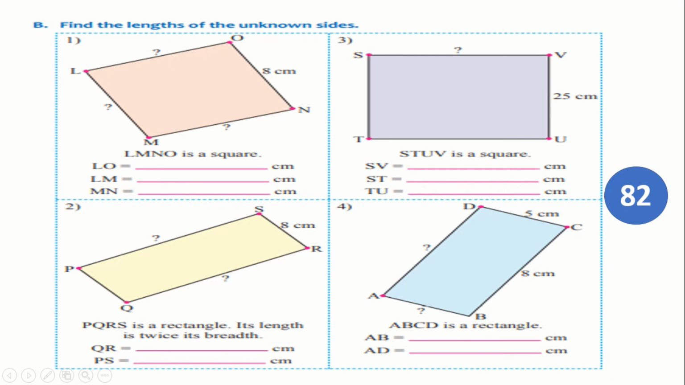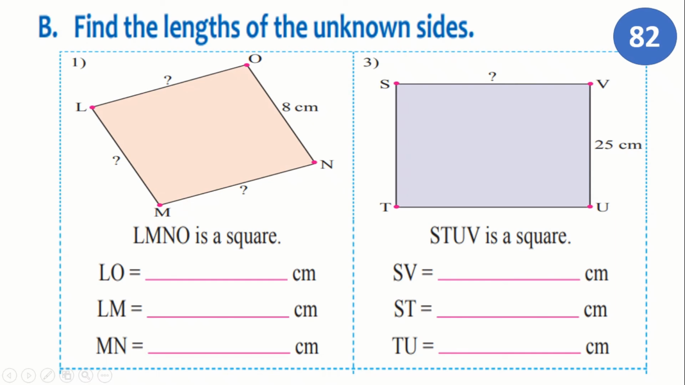The next exercise is letter B. Find the length of the unknown sides. This is page 82. Okay, are you ready, students? Okay, we're going to answer letter B. Find the length of the unknown side. Okay, the side here, number 1.